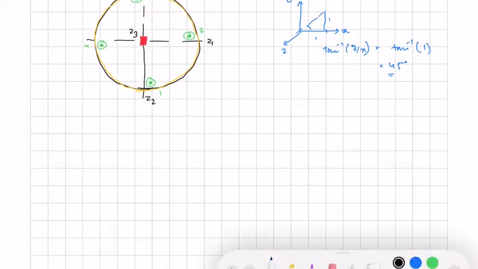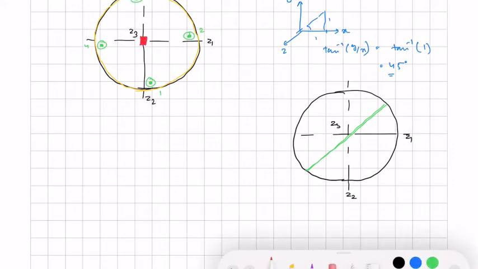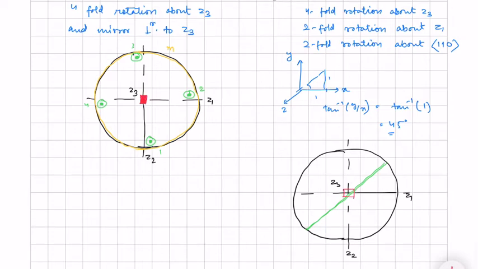So for this, your stereographic projection will be like this: this is z1, this is z2, this is z3. So your 110 will lie at a 45 degrees angle. This is your 110 2-fold. Okay. So let us make first the 4-fold about z3. It is this. 2-fold about z1. Then another 2-fold about 110.